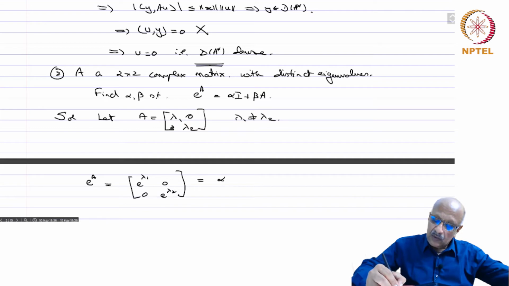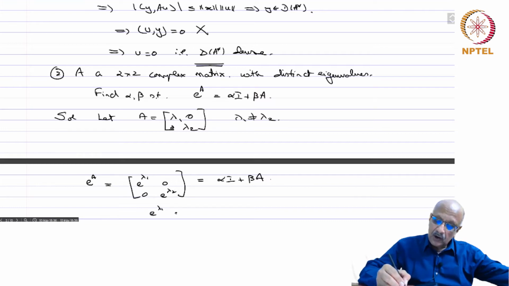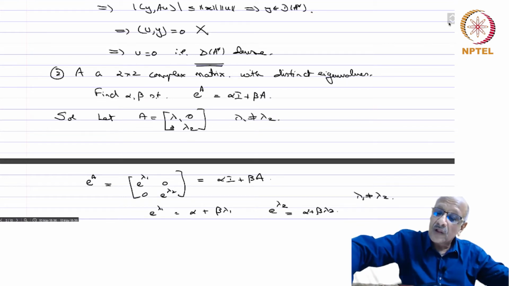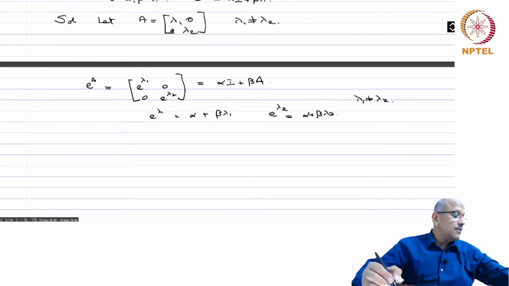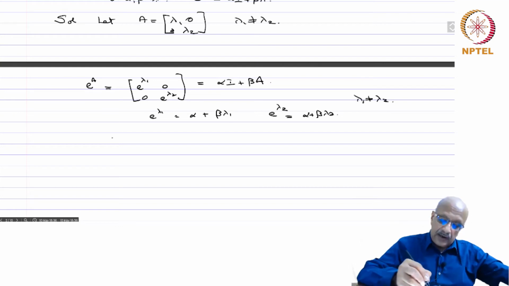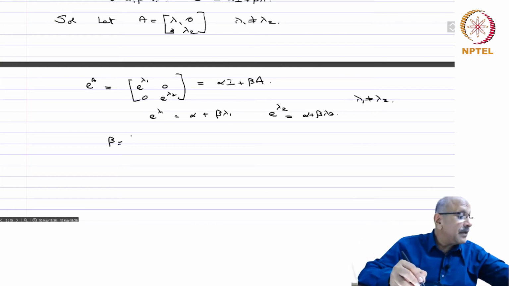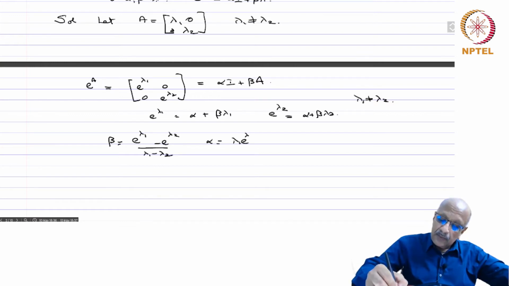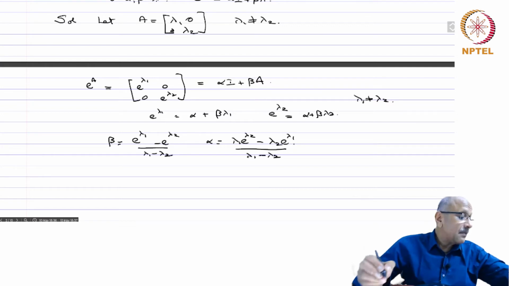So, now you want this to be equal to alpha I plus beta A. Then you have e power lambda 1 should be alpha plus beta lambda 1, and e power lambda 2 should be equal to alpha plus beta lambda 2, and lambda 1 is not equal to lambda 2. Therefore, if you solve this pair of equations, if you subtract, you will get beta equals (e power lambda 1 minus e power lambda 2) by (lambda 1 minus lambda 2), and alpha equal to (lambda 1 e power lambda 2 minus lambda 2 e power lambda 1) by (lambda 1 minus lambda 2).